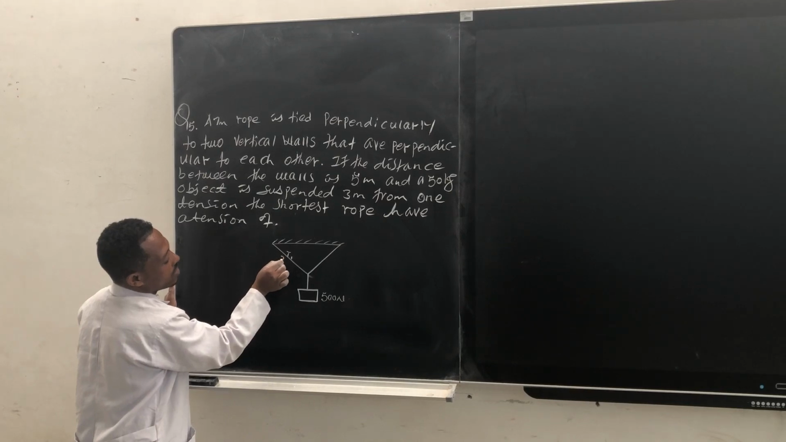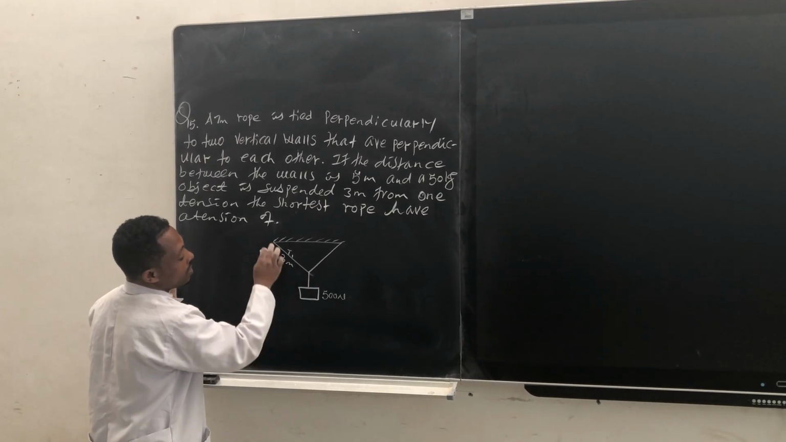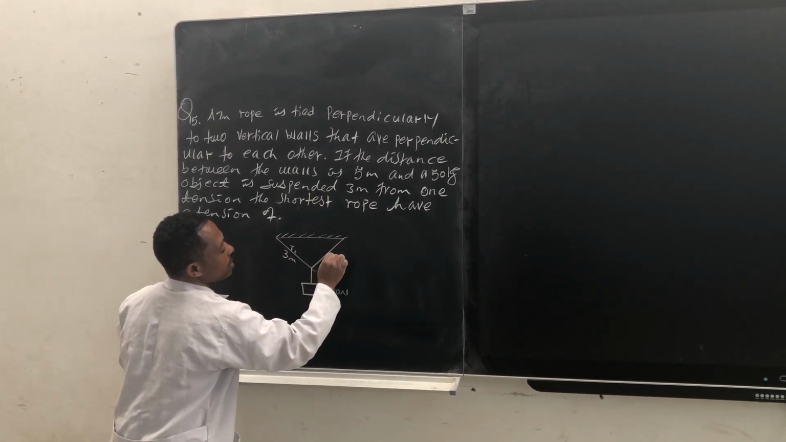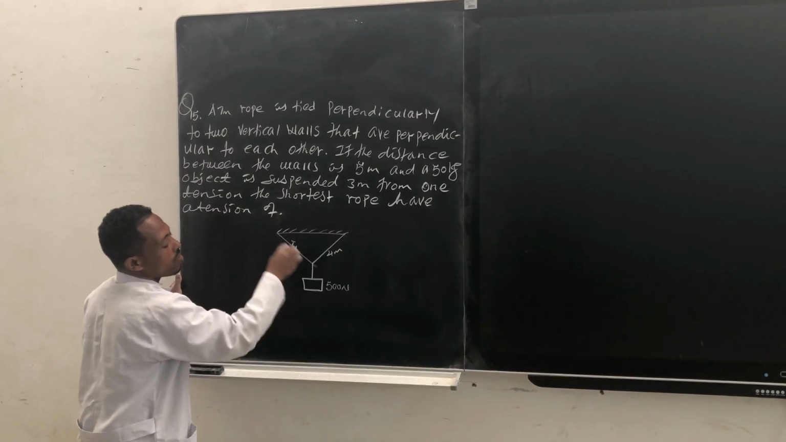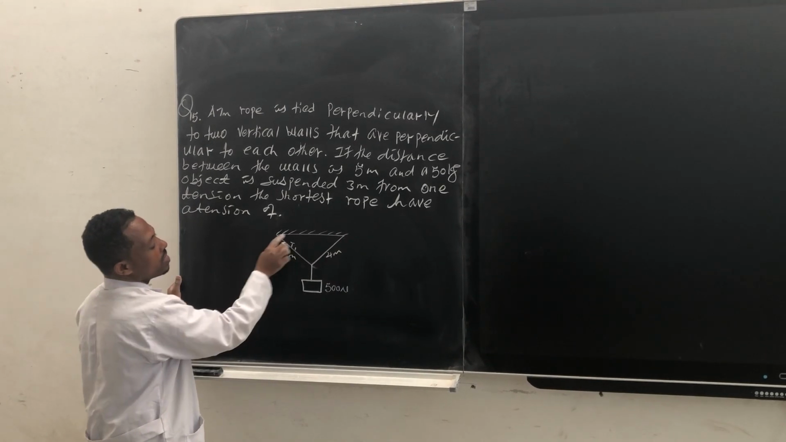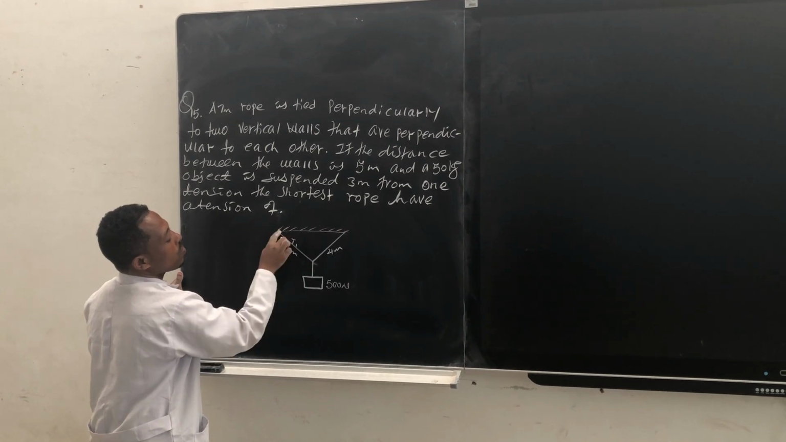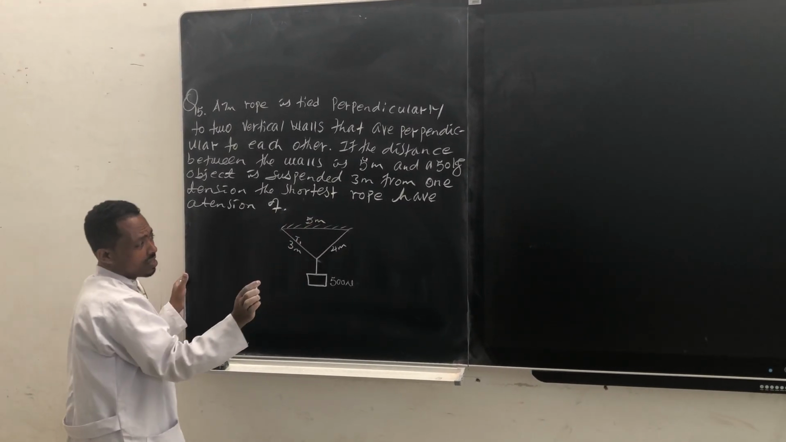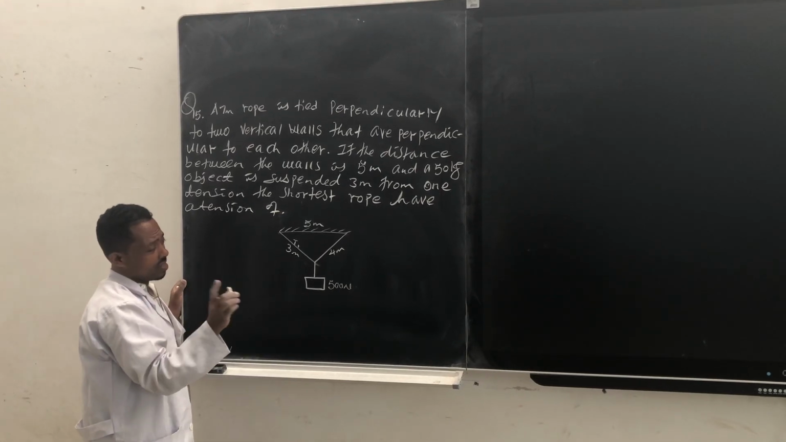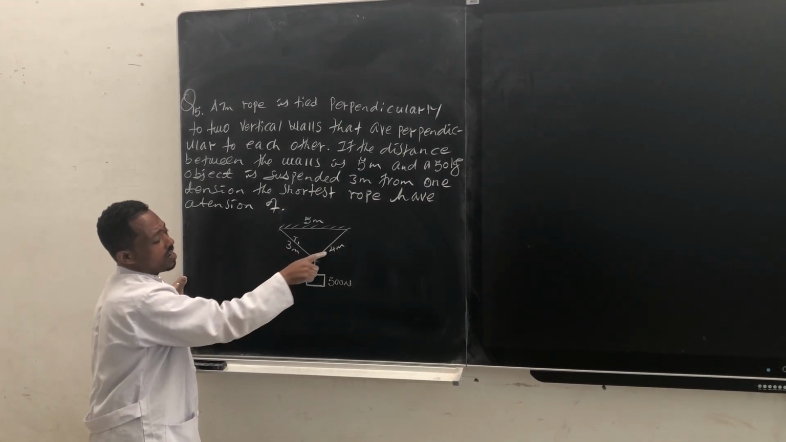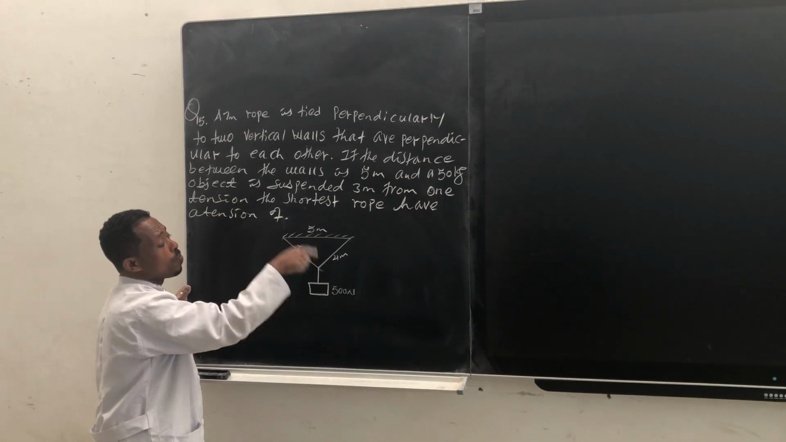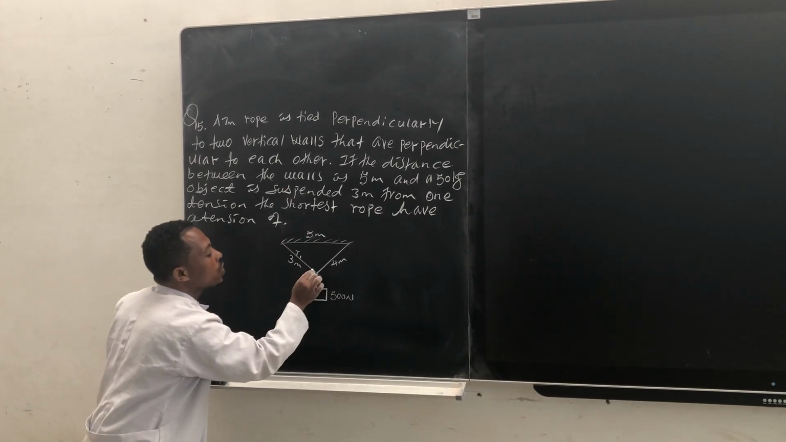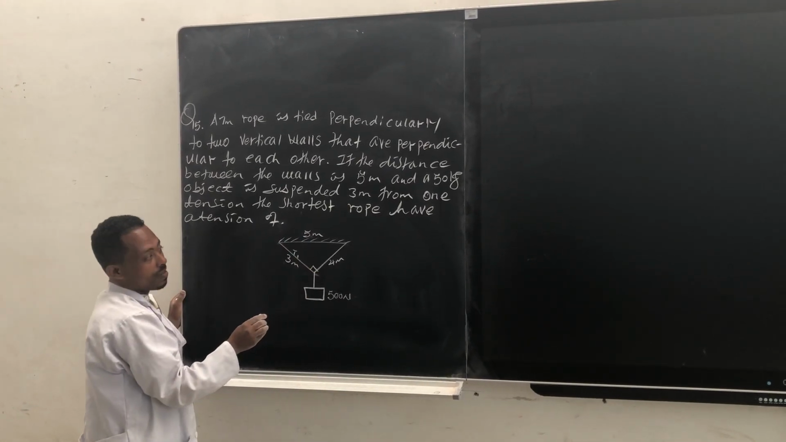And then this is 3 meters, given. If this is 3 meters, the rest is 4 meters. Why 4? Because the length of the rope is 7 meters. And the distance between the two perpendicular walls is simply 5 meters. Look, my dears, first understand something. The sum of 3 meters and 4 meters is 7, and 5 is given. This angle should be perpendicular.